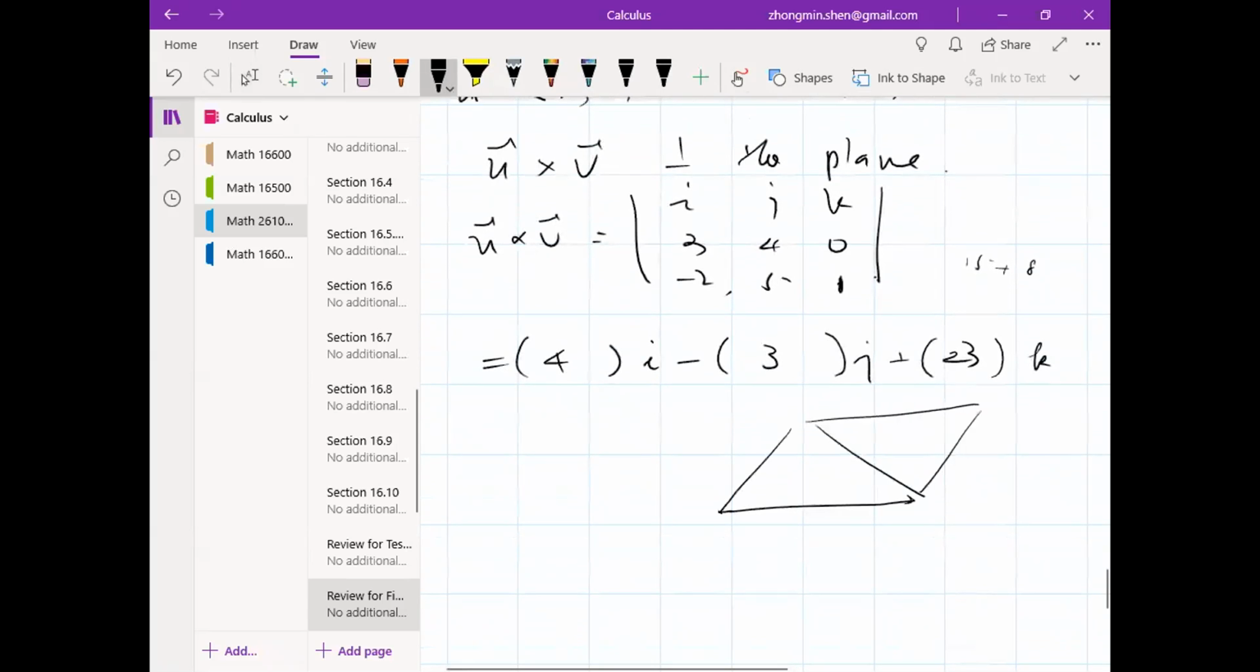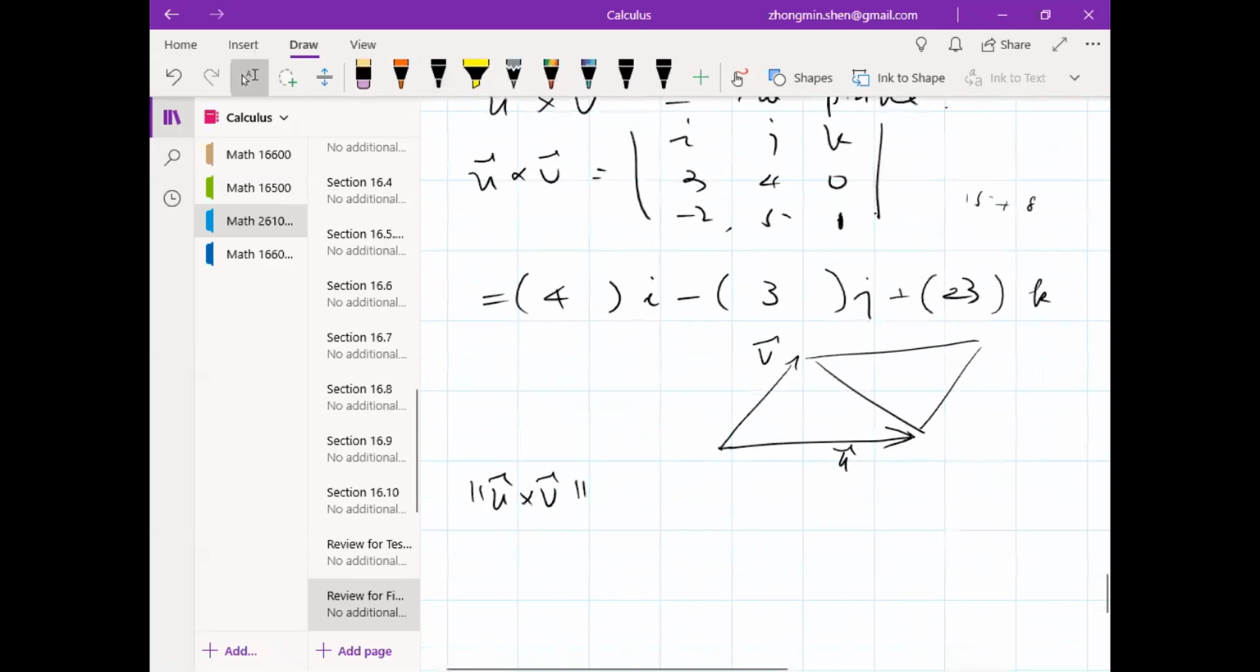The area of the triangle will be half of the area of the parallelogram. If this is a vector u, that's a vector v. Remember, the norm of the cross product of these two vectors is going to be the product of the norms times sine theta, if this is the angle theta. So this is actually the area of the parallelogram. Why? Because we use this one as a height, so it's going to be the length times the height h.